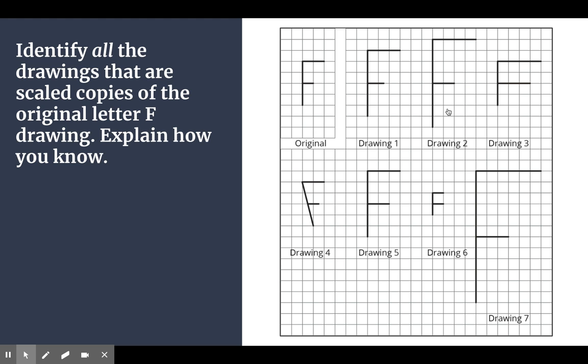And we know this because they're not stretched differently in one direction. They're enlarged evenly in both vertical and horizontal directions.